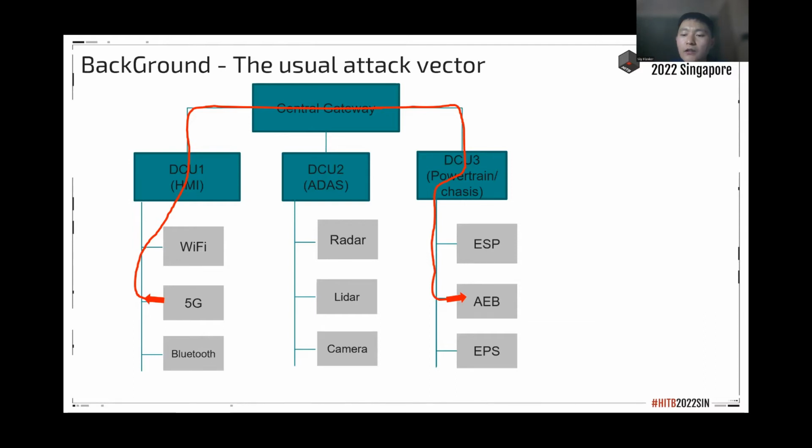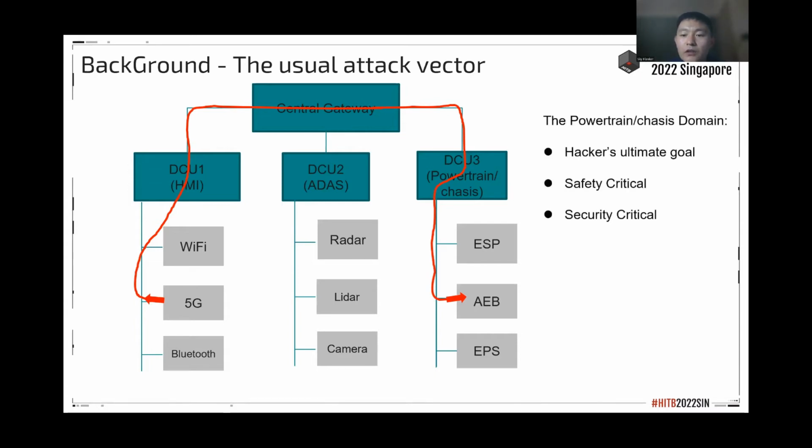The MCU fuzz we propose is designed to test the MCU software on the DCU3, aka the powertrain and chassis domain, because the powertrain and chassis domain is the most critical domain controller in a modern car. So we can have a conclusion. The powertrain and the chassis domain are the hacker's ultimate goal, and its information security and functional safety critical system.